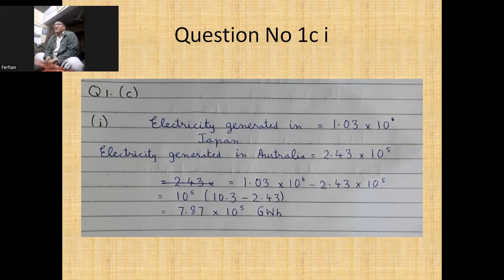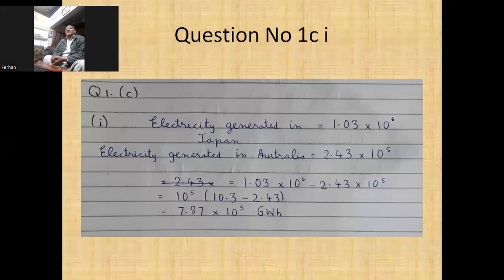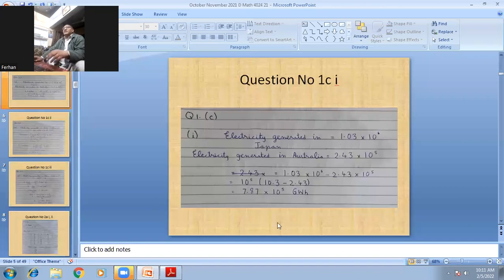1.03 x 10^6 minus 2.43 x 10^5, because this is paper 2 and you are allowed to use the calculator. You can write it directly on your calculator. In your calculator, write 1.03 x 10^6 minus 2.43 x 10^5, and you will get the answer 7.87 x 10^5 gigawatt hours. So this is how you do this. You have to find the difference. Very easy question. Okay, so let's move to the next part.